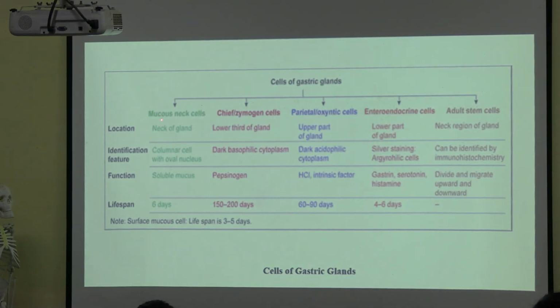So you can see the mucous neck cell, chief cells or zymogen cells, parietal oxyntic cell, enteroendocrine cells, and the stem cells. Everything is given: location, identifying feature, that means what is the shape of the cell, then what are the functions, lifespan means how many days it can survive, and about each and every cell, all these points are given. So I request everyone to write this particular part also in the practical notebook.